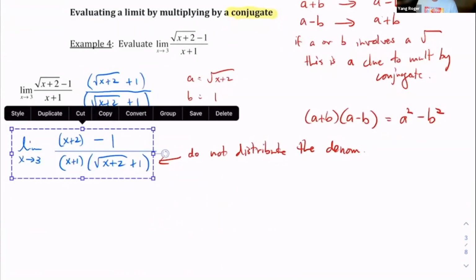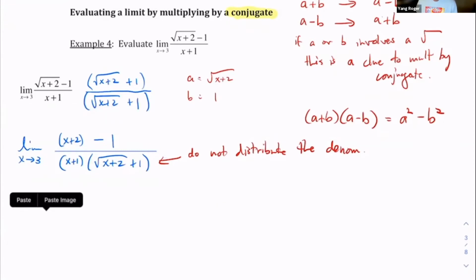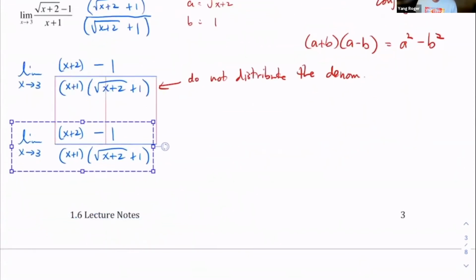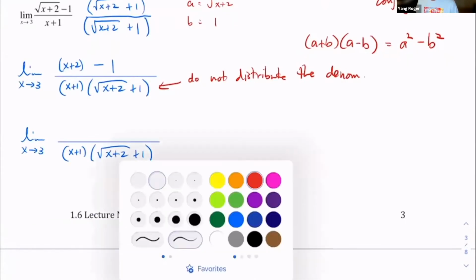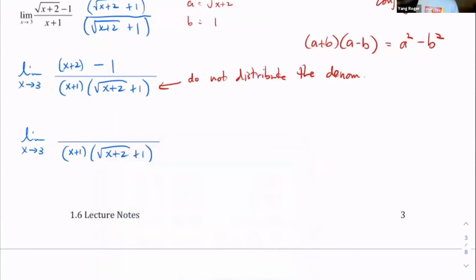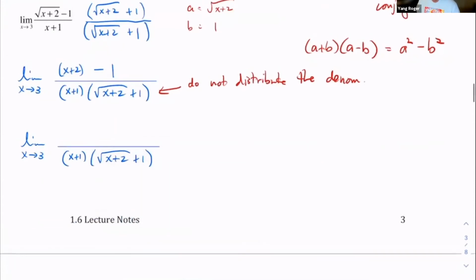Okay. So I have this. And I want to simplify the numerator. So when I simplify the numerator, what do I get? Well, x plus 2 minus 1, that's x plus 1. So is it clear why we didn't want to distribute yet?